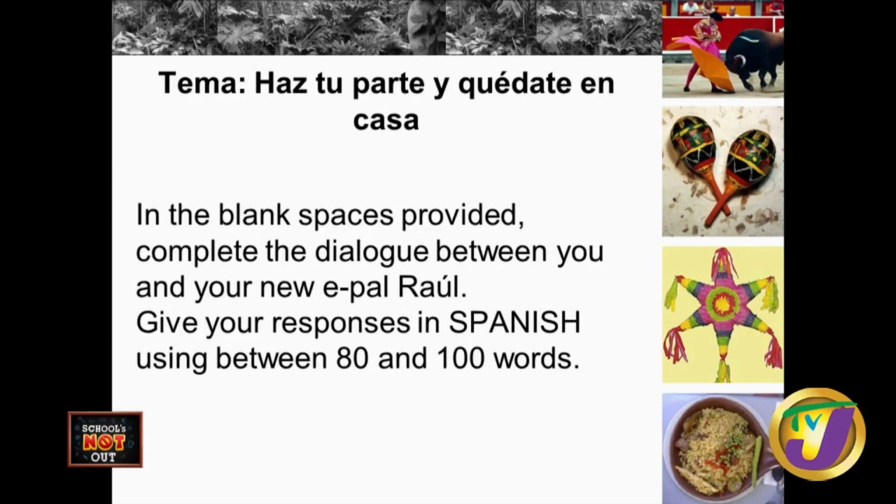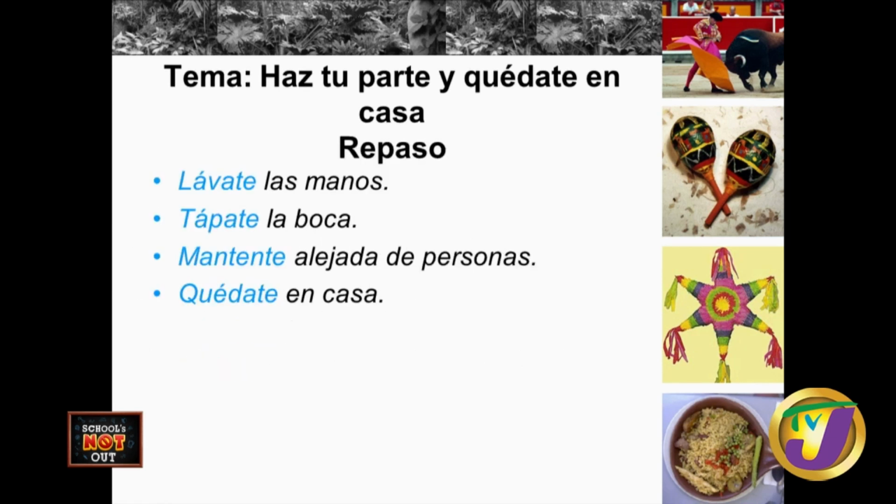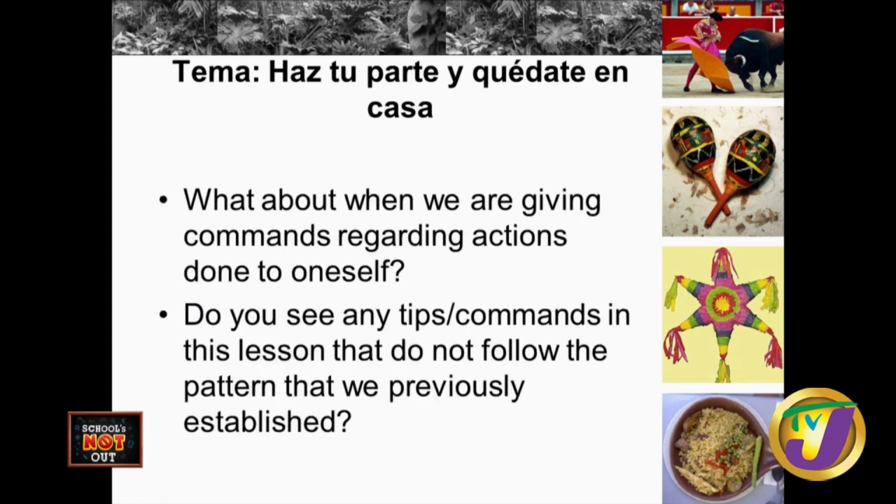I saw another question that came in before. So let's look at the question. Somebody else was asking a question. We didn't get to that one. And we don't want to leave out anybody at home. Yes, because they're participating and we love your participation. Look at this last one that they wrote. Do you see any tips, commands in this lesson that do not follow the pattern that we previously established? So let's hear what they have to say. Check the messages that they sent.